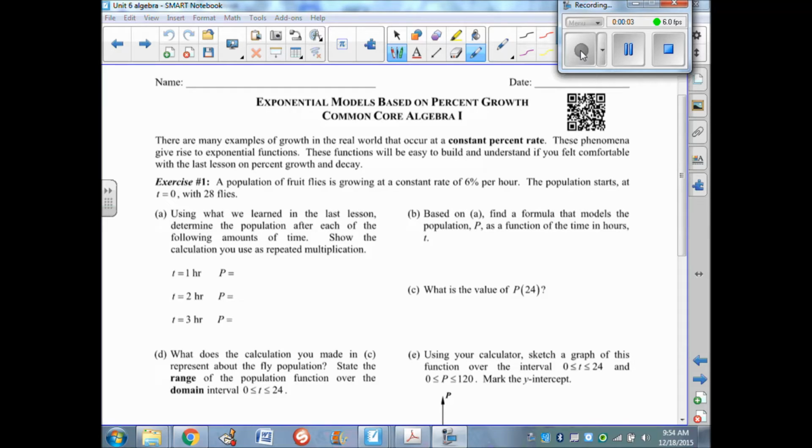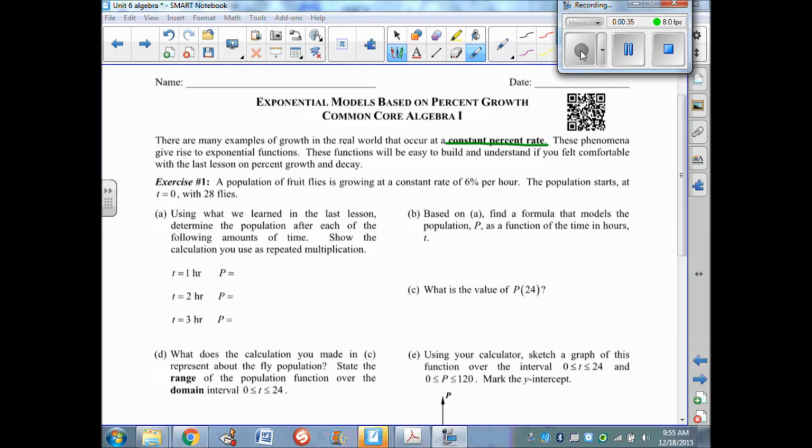Exponential models based on percent growth. So it says that there are many examples of growth in the real world that occur at a constant percent rate. That constant percent rate rings true to me when you're talking about any type of banking: your percentage rates for a savings account, maybe a percentage rate for a checking account, your mortgage on your house, that kind of thing. A lot of it relies on money. So this phenomenon gives rise to exponential functions.